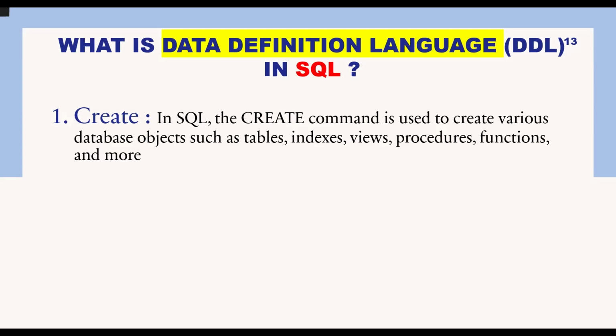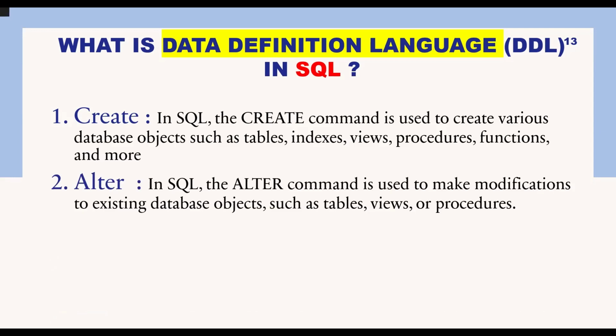So what does create mean? What do you mean by create? Create is simply, when you want to create a database or a table, we will use the create command. The next command is alter. In SQL, the alter command is used to make modifications to existing database objects such as tables, views, procedures. Alter means that if you want to make some changes in the table, suppose you want to make some changes in the structure of the table, like changes in the column name and data type, or you want to add some value in the table, then you will be using the alter command.